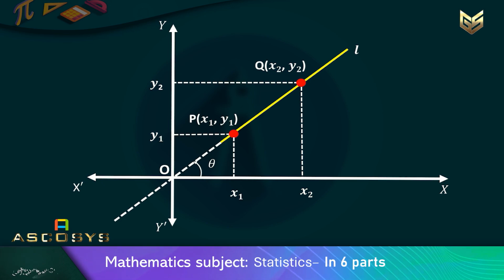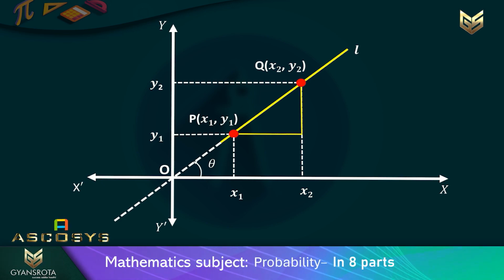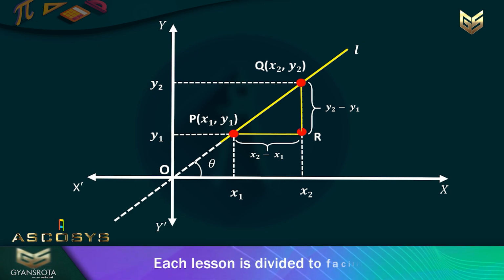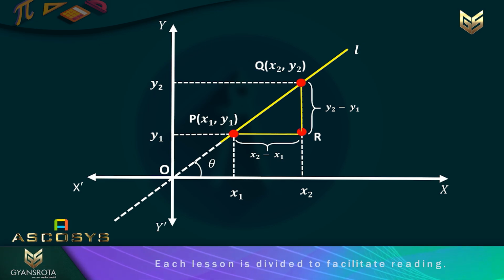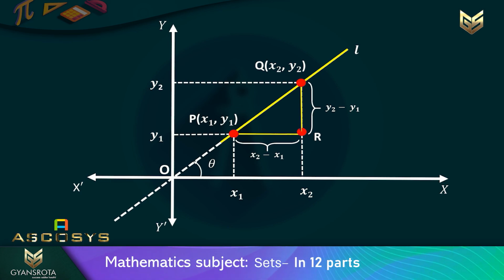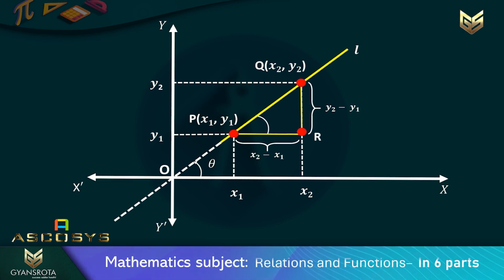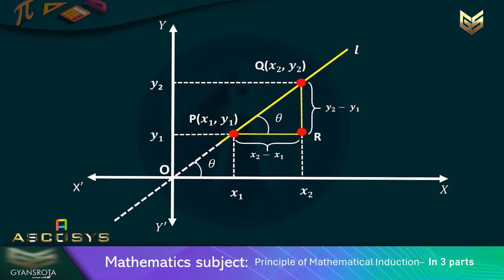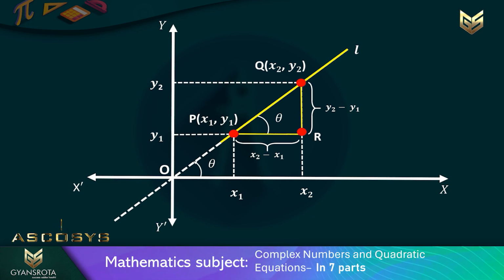Now you can see in your triangle that the base of the triangle is x2 minus x1 and the height of the triangle is y2 minus y1, and the third point of your triangle is R. Now, in this triangle, as you can see in your diagram, the angle QPR will be theta, because PR is parallel to your x-axis, and by properties of parallel lines, that is, corresponding angles are equal, we can say that angle QPR equals theta.